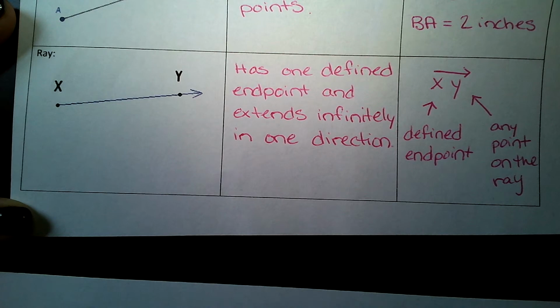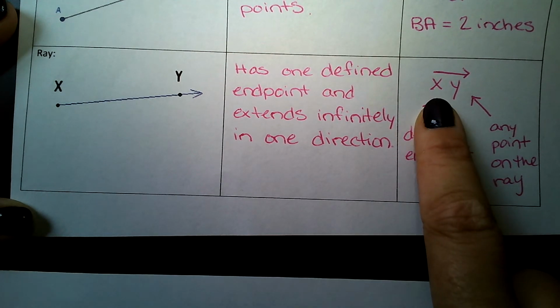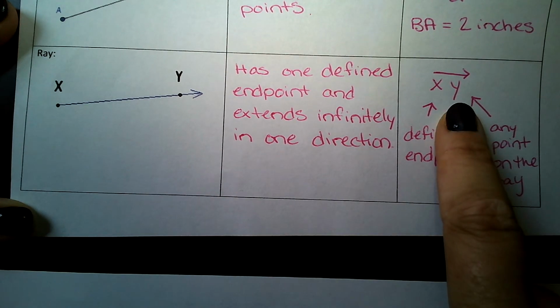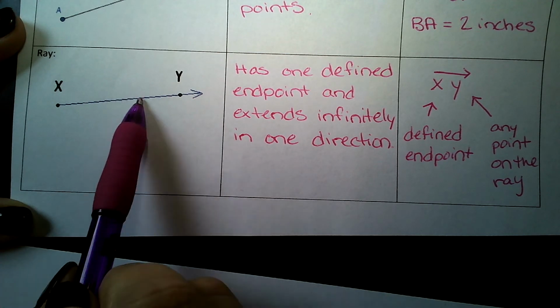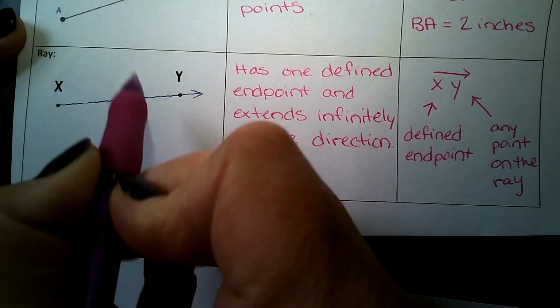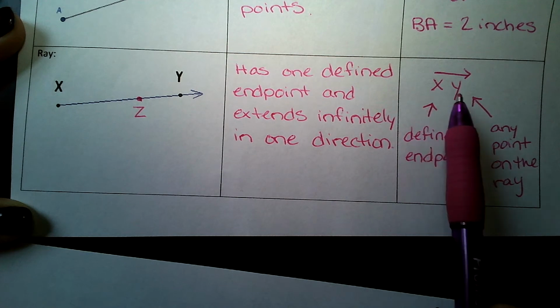Well, that endpoint makes a difference in our notation. I've listed x first because x is the defined endpoint, and then I've listed y second, and that could be any point on the ray. If we had another point designated here, and we called it z, now this could be ray xz.